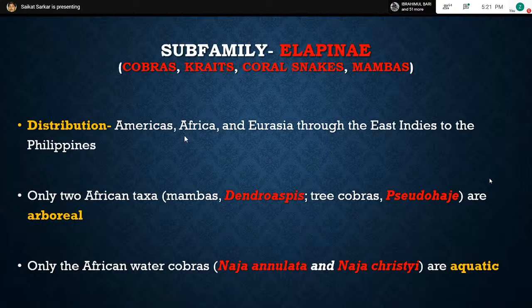Elapine subfamily: elapids are found in Australia because one subfamily of the Elapidae family is found there, that is Hydrophiinae, but the Elapinae subfamily is not present there. So leaving Australia, you can find elapines throughout the world.